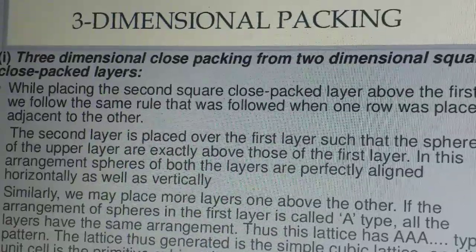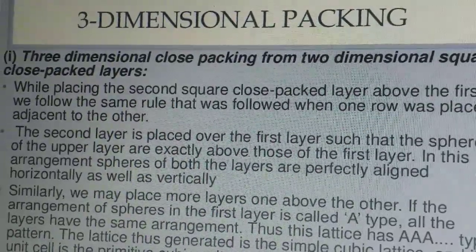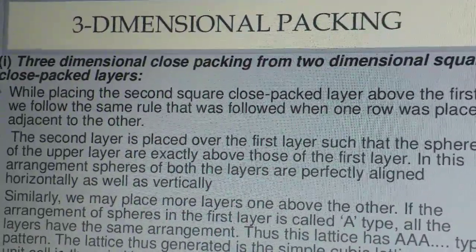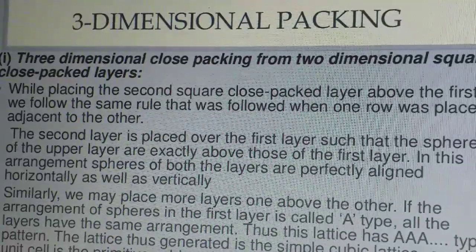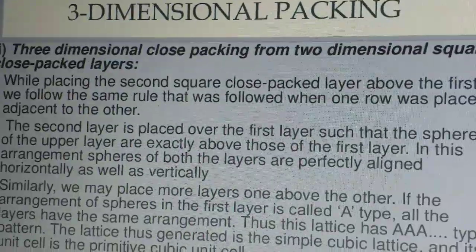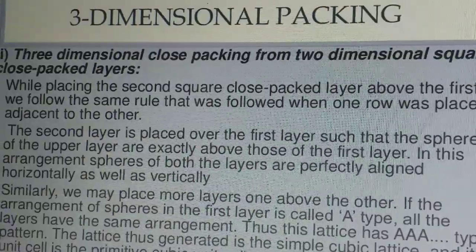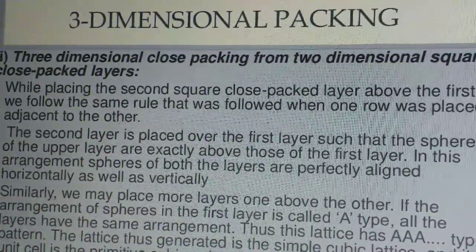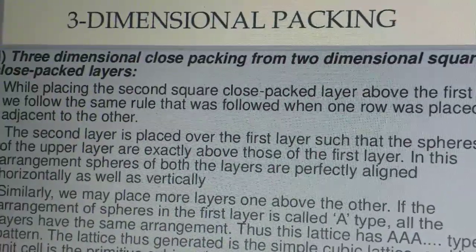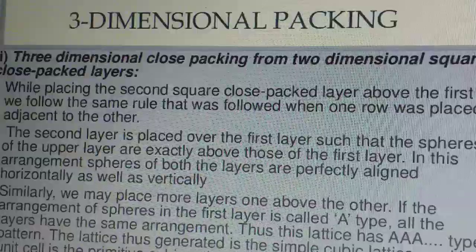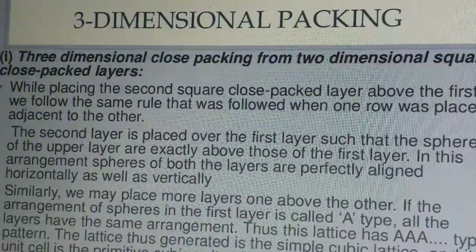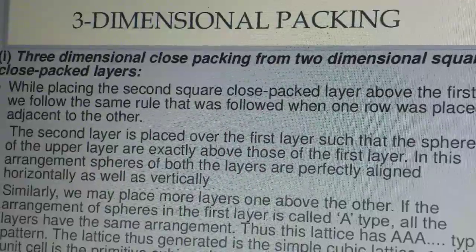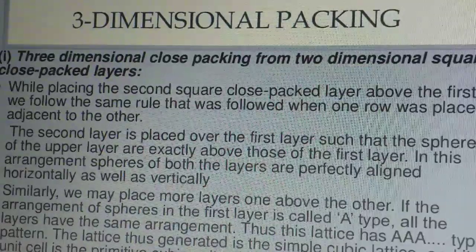First we discuss three-dimensional close packing from two-dimensional square close packing layers. While placing the second square close packed layer above the first, we follow the same rule that was followed when one row was placed adjacent to the other. The second layer is placed over the first layer such that the spheres of the upper layer are exactly above those of the first layer. In this arrangement, the spheres of both the layers are perfectly aligned horizontally as well as vertically.